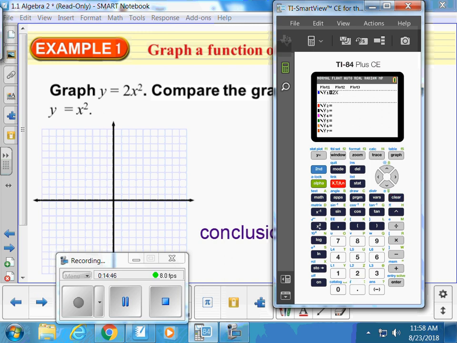So let's have 2x squared be our first graph. Our goal is to compare the graphs and come up with some sort of conclusion. The second one is x squared. So my first one will be blue, my second one will be red. We're going to see. So let's graph. Looks like the blue one's opening up, the red one's opening up, but the blue one's skinnier. Do you know what's causing that?